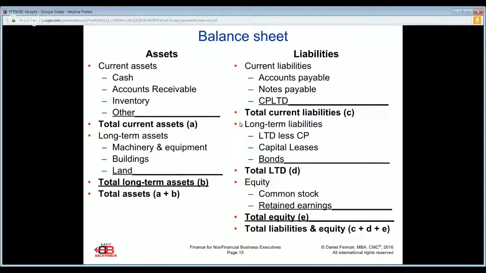Common stock is what we sold to start the entity. Retained earnings is the accumulation of all the previous year's profits, less the cash dividends we paid out at the time. So we add up C, D, and E. Total liabilities and equity must equal total assets. If they do, the balance sheet is in balance. Exactly what we want to see.